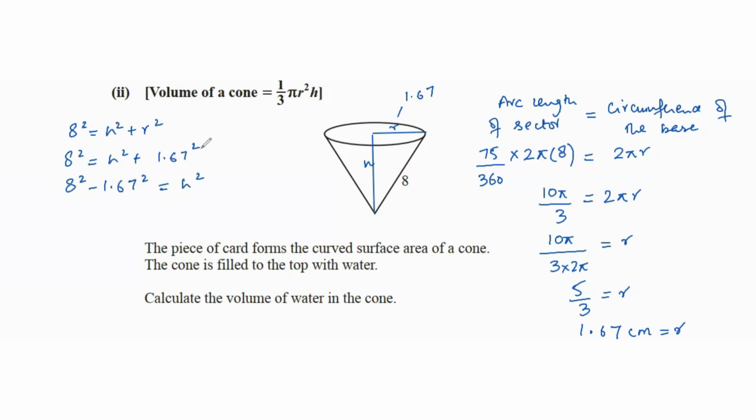So that is going to give us 61.21, and we square root that, 7.8 centimeters. So your volume will now be 1 over 3 times pi times 1.67 cubed times 7.8. So that's going to equal 22.9 centimeters cubed.